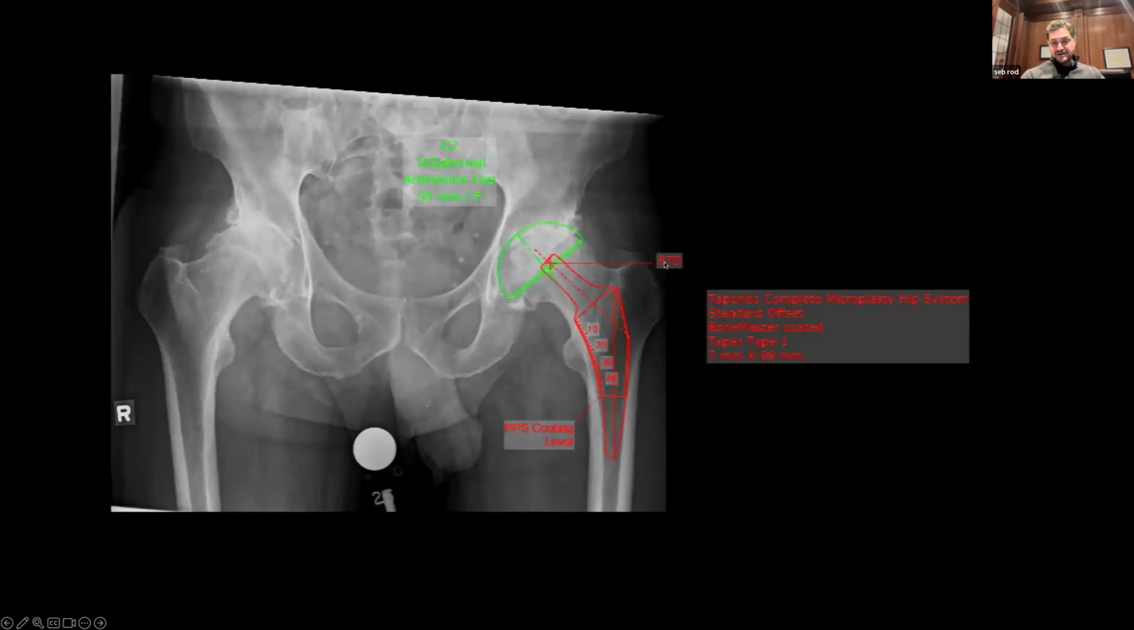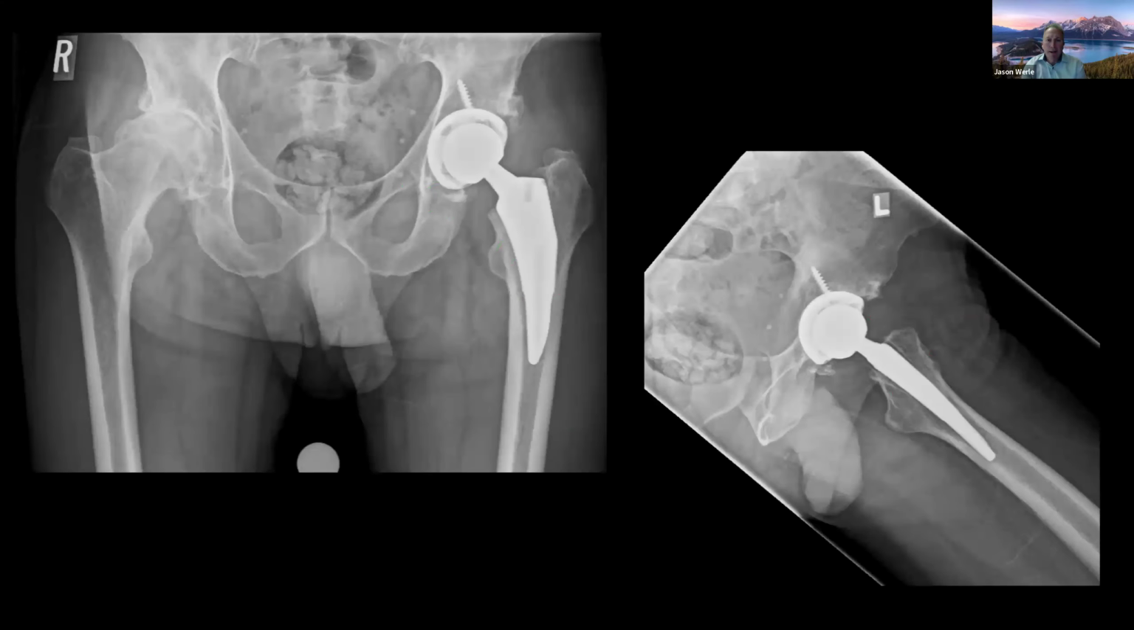They have to be able to say, I'm not sure which one I want done first, sort of thing. Those are the people that I usually pick for bilaterals, not just the X-ray. Gotcha. Okay, so this is the templating. Selected a taper lock stem, a cementless stem, standard offset, and the shell. And we did that through an anterior approach.